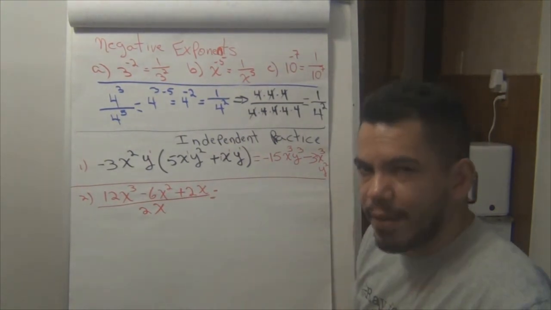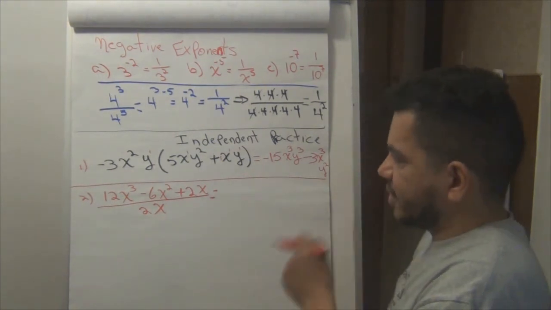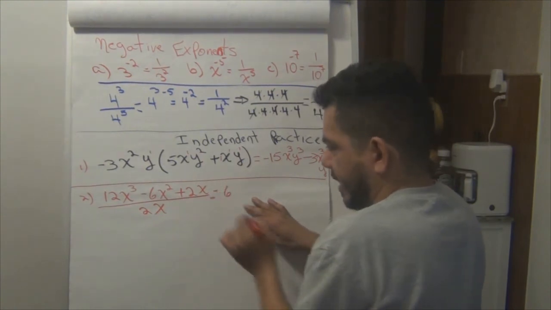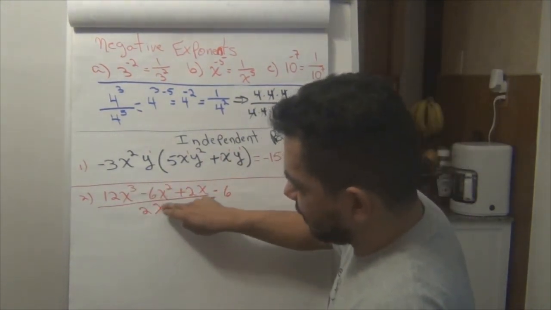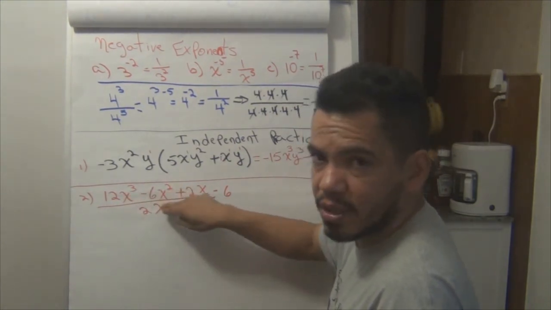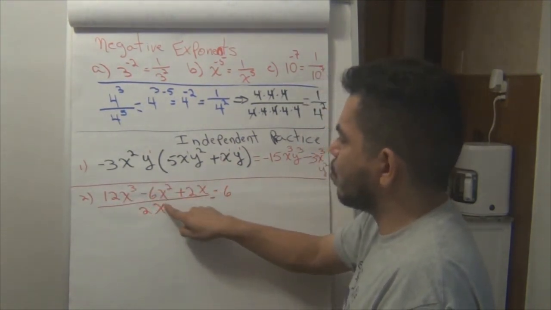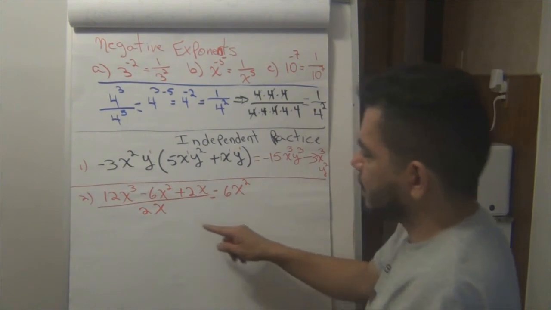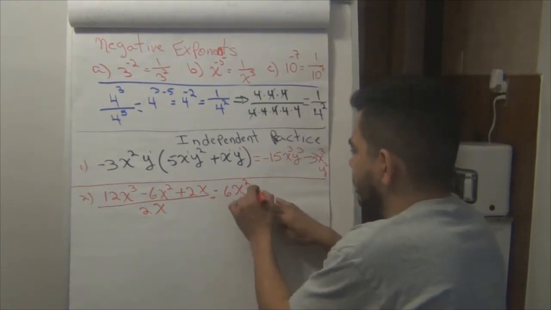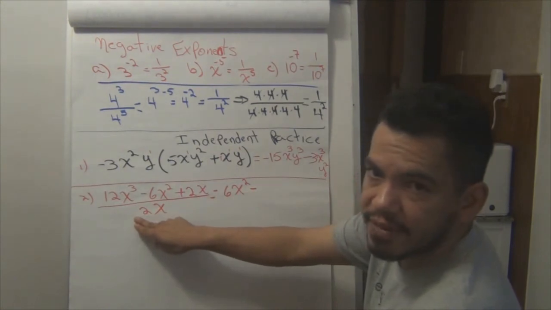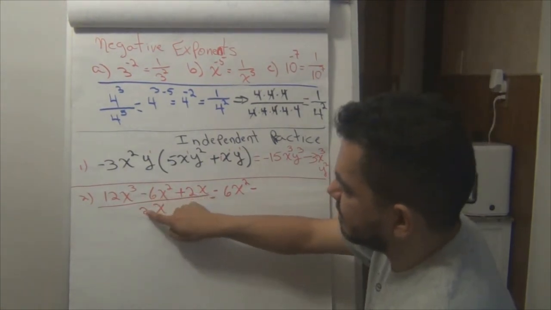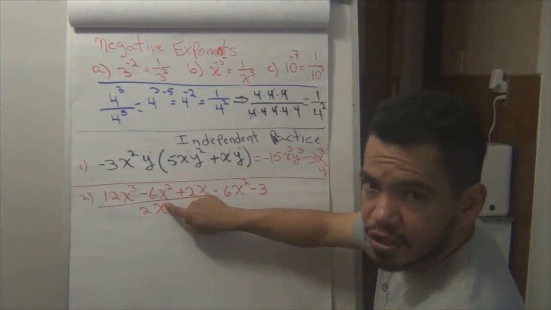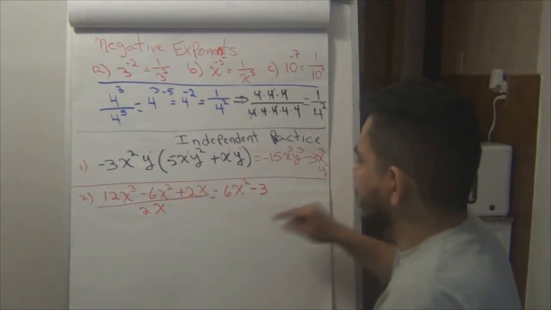Okay? So let's think about it like that. Let's start. 12 divided by 2, 6. X to the third divided by x to the first. Remember what you do when you divide powers? You subtract the exponents. So 3 minus 1, because there's an invisible one here, is 2. Minus, why minus? Because negative divided by positive is negative. Minus, and then again, 6 divided by 2, 3. X squared divided by x to the first is x to the 2 minus 1, so that's x to the first.